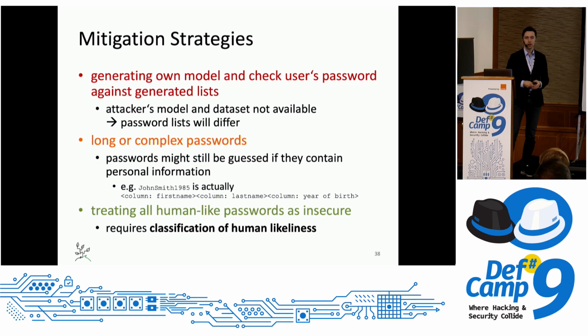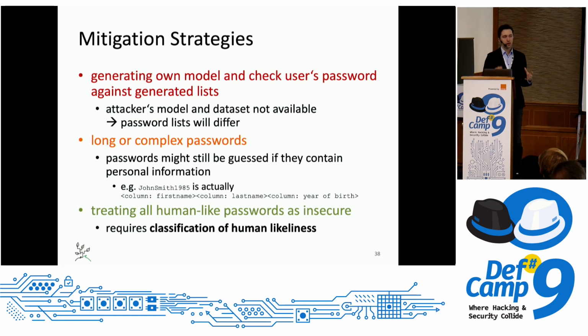We could use long and complex passwords, as we have learned. And this is a good idea, and there are several similar strategies. I'm not going to mention them, but basically it has one problem. If you have a password like John Smith 1985, you could consider it long enough, probably, but it actually only contains 3 pieces of information. It just contains first name, last name, and year of birth. So it's actually 3 pieces of very obvious information. And therefore, a long password isn't necessarily more secure in this kind of attack scenario.